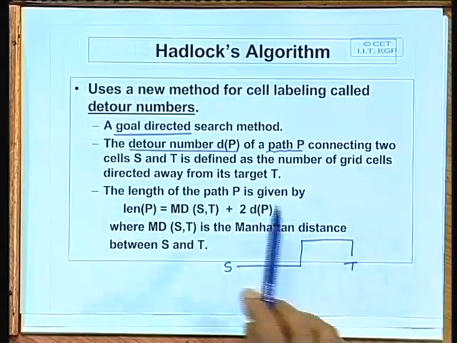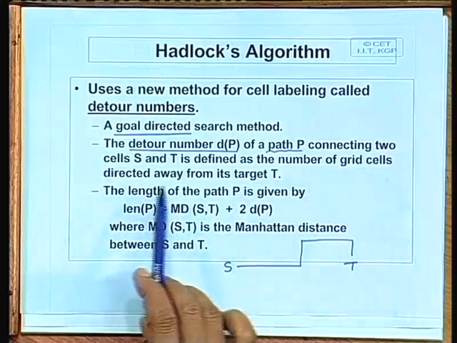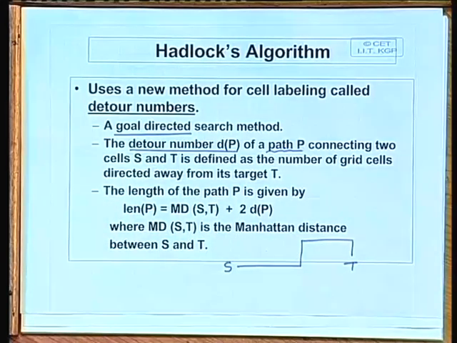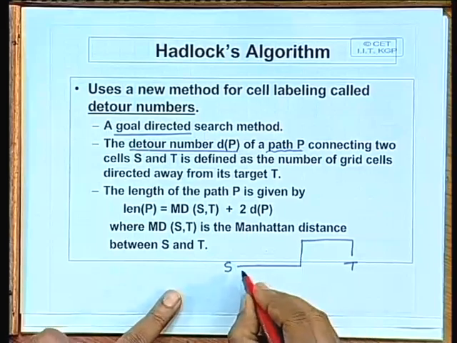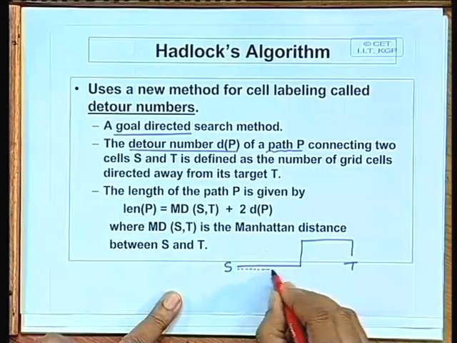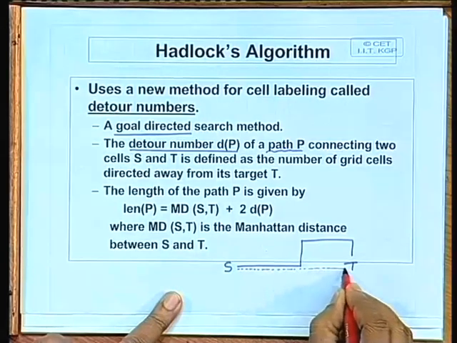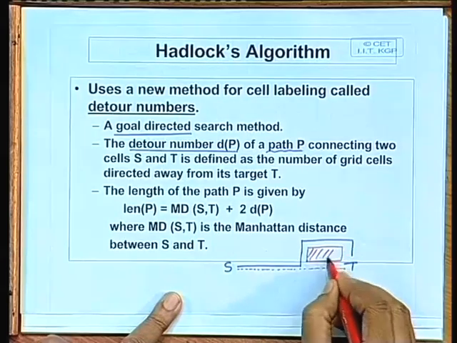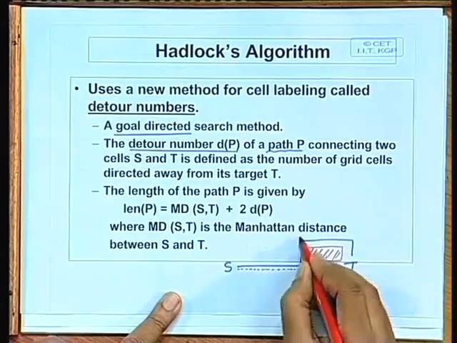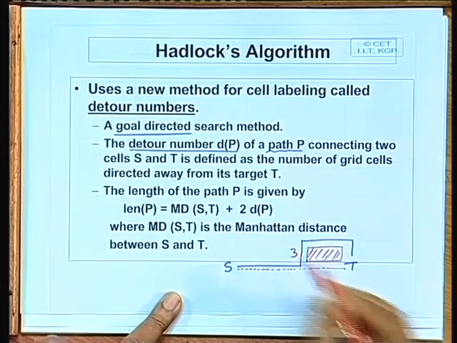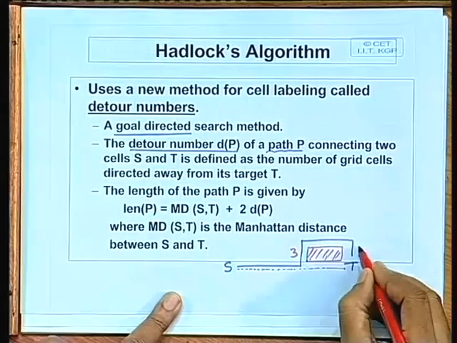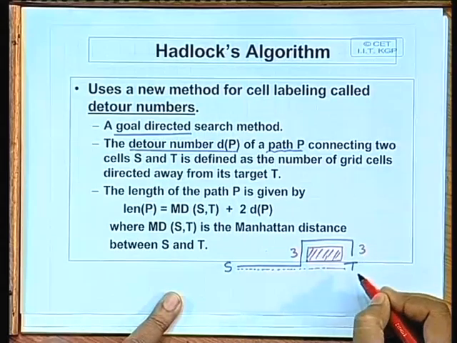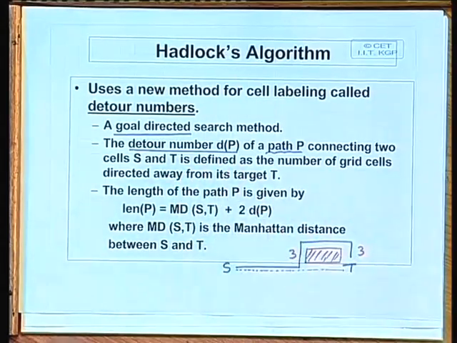Detour number is defined as the number of grid cells which are directed away from its target, because if you take this simple example, in the best case we could have connected S and T by a straight line, that is the best case, but maybe some obstacles are here in between. Suppose to overcome this obstacle we have to move away in this direction, say 3 grid cells. So, when we come back here we again have to come back 3 grid cells to reach the target. So, detour number is an estimate of how far away we are moving away from the target.